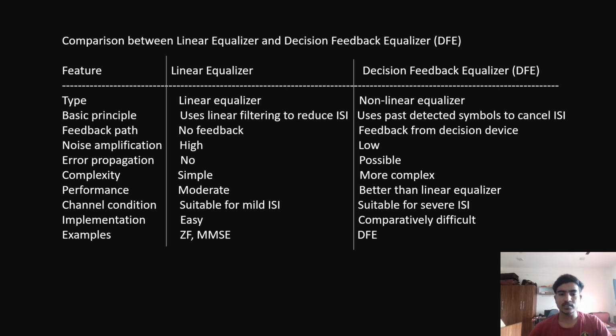And the complexity: it is simple, and this one is more complex. The performance of the linear equalizer is moderate, and the DFE is better than the linear equalizer. The channel condition: suitable for mild ISI, and this is suitable for severe ISI. And implementation: it is easy to implement, and comparatively this is difficult to implement. These are the examples: zero forcing, minimum mean square error. Here it is the decision feedback equalizer.